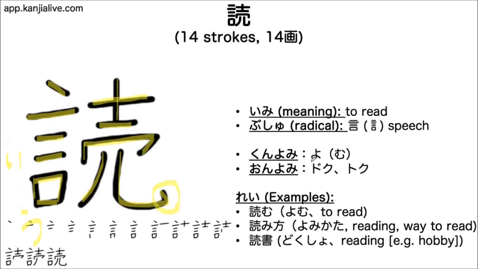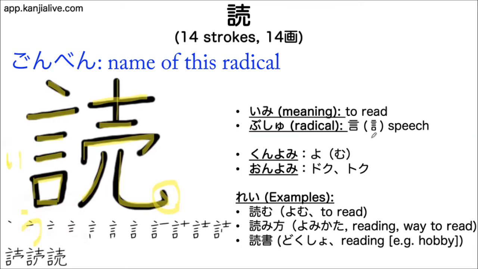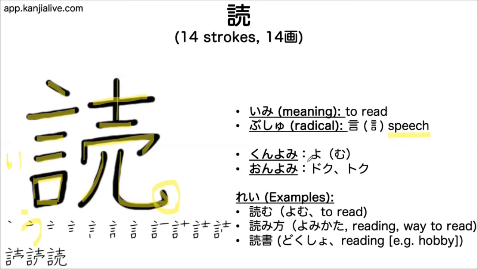Okay, the meaning of it is to read. Bushu is gonben, speech. So the name of the radical is gonben. Kunyomi is yomu. Look at this. Yomu is to read. Yomikata. Kata, which we did before, is way, right? So yomikata is the way to read or reading. And onyomi is doku or toku.